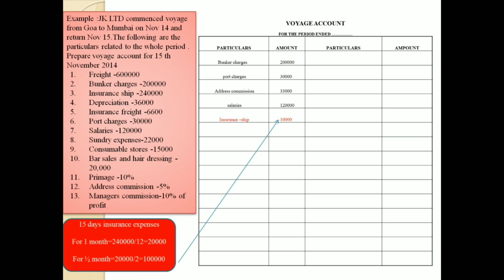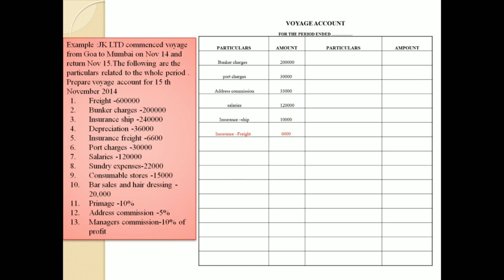That is to take total 1 year 2,40,000. For 1 month it is 20,000 and for half month it is 10,000. Then you take the 10,000 rupees. Then another one is 10,000 rupees. Then another one is the insurance freight. So insurance freight is another value that is directly given. That is the 6,600 insurance for the freight.